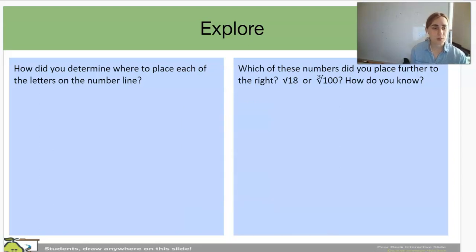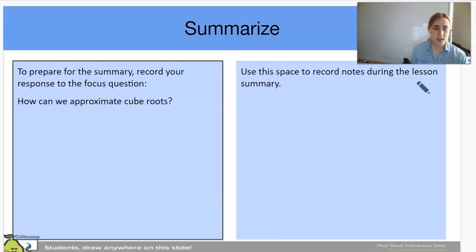When you're ready, we'll move to our final slide, our summary section. To summarize our learning and make sure we remember for the future, we'll be answering our focus question on the left: how can we approximate cube roots? And on the right, use the space to record any notes from the lesson summary that you want to keep in mind for the future.